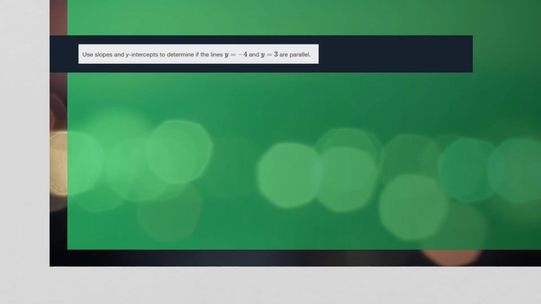All right, so let's take a look at this. y equals negative 4 and y equals 3. Well, y equals negative 4 is a horizontal line, let's just sketch a little rudimentary graph here. y equals negative 4 is down here. y equals 3 is up here. Notice they do have the same slope. Remember, their slopes are 0, but they also have different y-intercepts, so that means that they are also parallel.